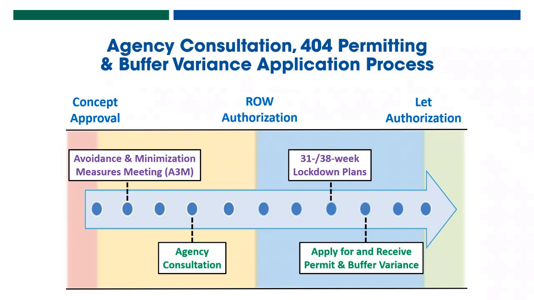Frankly, the 404 permit is by far the most relevant to GDOT's process across the board. We get more 404 permits than buffer variances by an order of magnitude. I won't go into why that is, but that's just one of the facts, is that 404 permits are fairly universally applicable.